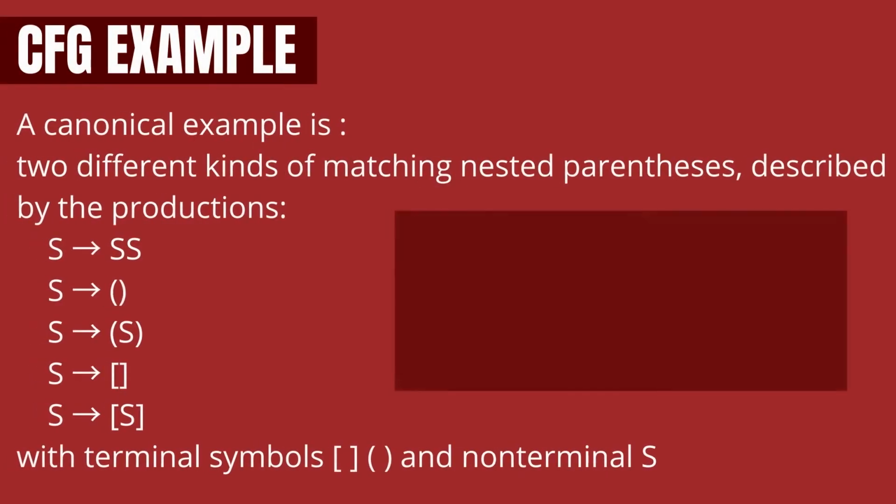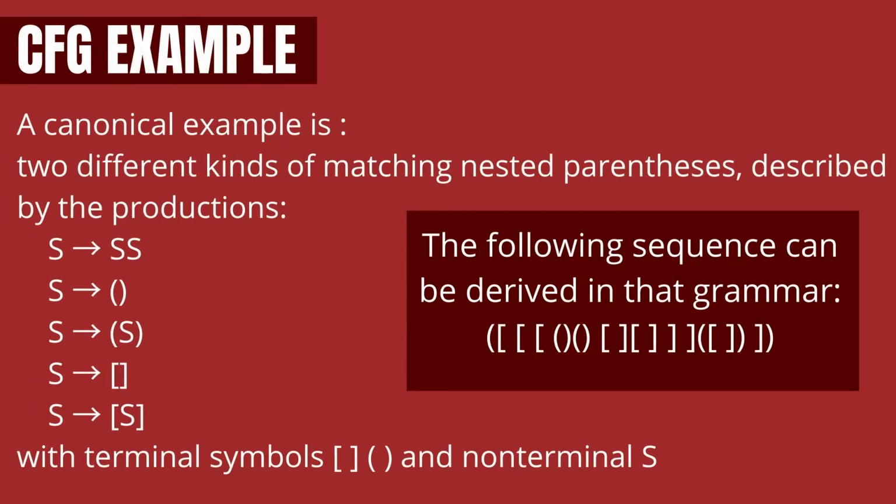For example, this is a grammar which will produce 2 different types of nested parentheses, one with a round bracket and the other one with square bracket. This is very easy to derive if you have a basic knowledge of production rules studied in compiler design. This is all about formal translation model. Let's meet in the next lecture.